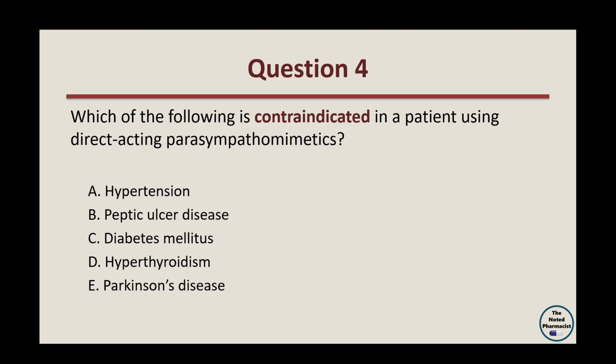Question 4. Which of the following is contraindicated in a patient using direct-acting parasympathomimetics? Option A, hypertension. Option B, peptic ulcer disease. Option C, diabetes mellitus. Option D, hyperthyroidism. Option E, Parkinson's disease.